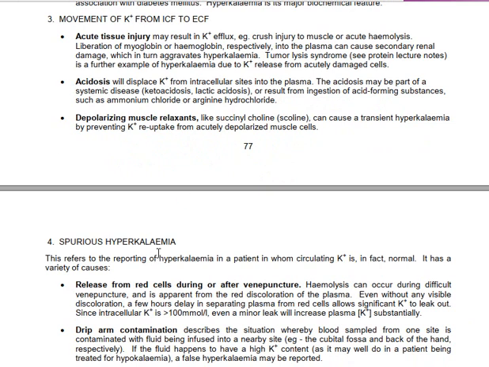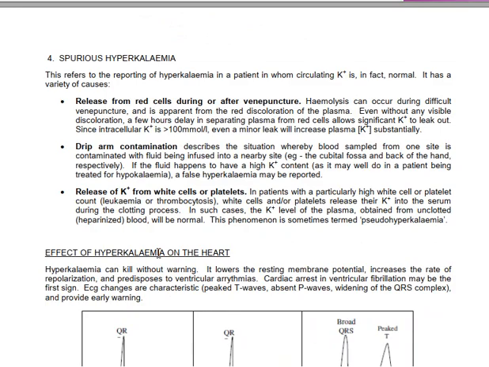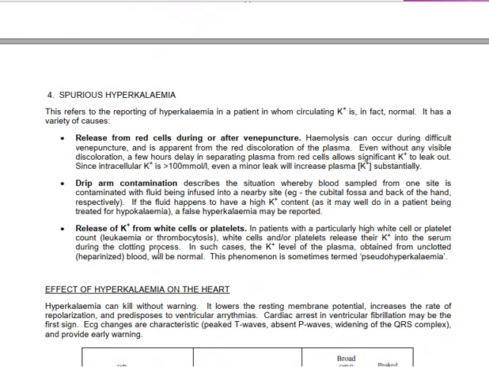Is it clear? So now the next form of hyperkalemia is called spurious hyperkalemia. This refers to reporting hyperkalemia in a patient in whom the circulating potassium ion is in fact normal. It has a variety of causes. Is it clear? So the circulating potassium ion concentration is normal, but there is reported hyperkalemia.